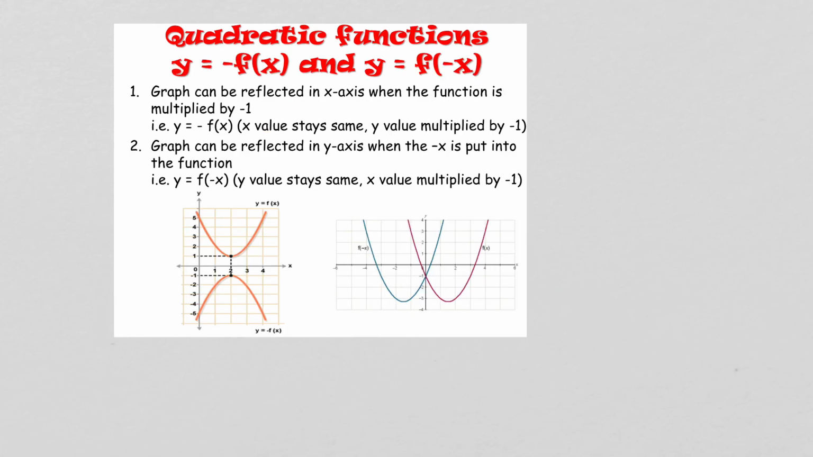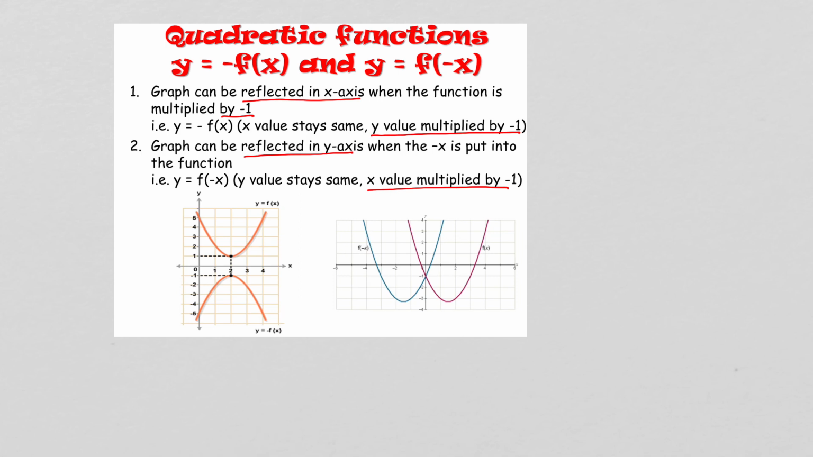The third transformation we can have is if it's reflected in the x-axis or reflected in the y-axis. In other words, if the graph is flipped. The graph is reflected in the x-axis when the function is multiplied by -1. So if you multiply the function by -1, essentially you're multiplying the y-coordinate by -1. If the graph is reflected in the y-axis, then the x value is multiplied by -1.